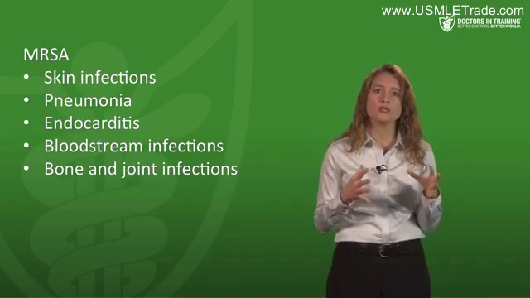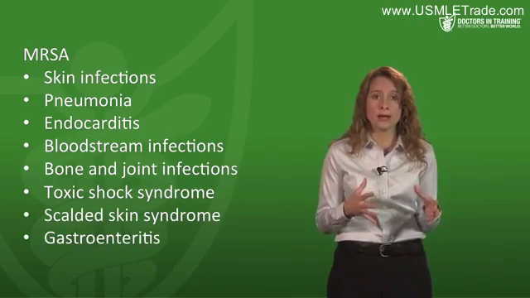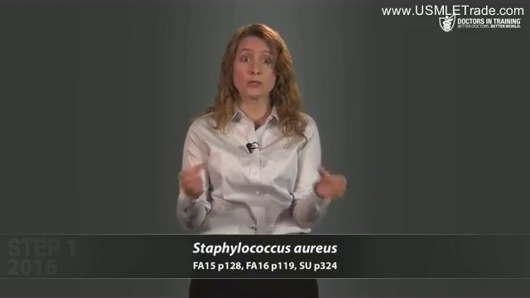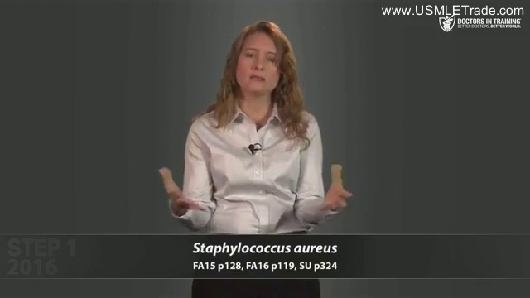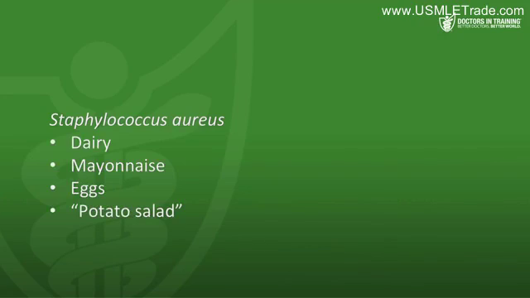The toxin production is responsible for toxic shock syndrome and scalded skin syndrome, as well as gastroenteritis. Let's talk about the gastroenteritis that's associated with Staph aureus real quick, since it's a frequent topic on tests. Staph aureus can grow in prepared foods, especially ones with dairy or mayonnaise or eggs in it. Often the question will mention potato salad or mayonnaise by name.